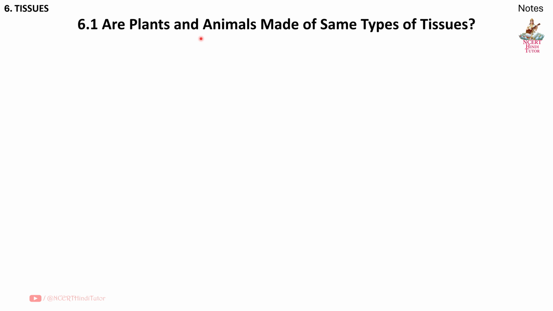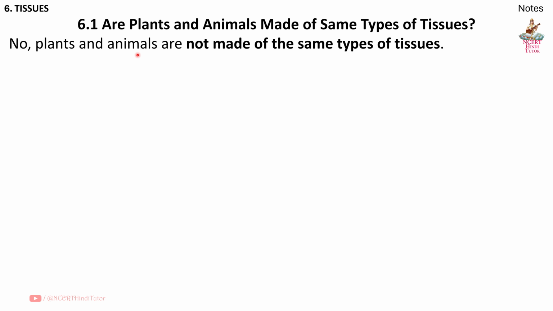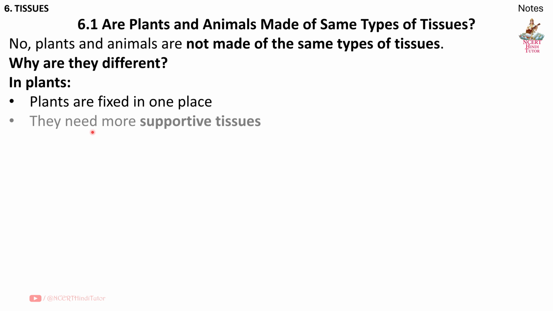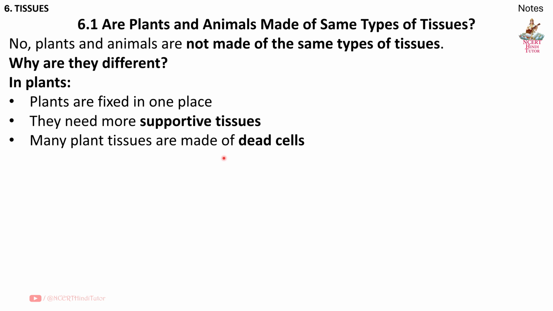6.1 Are plants and animals made of the same type of tissues? No, plants and animals are not made of the same type of tissues. Why are they different? Plants are fixed in one place. They need more supportive tissues. Many plant tissues are made of dead cells. Growth happens only in certain regions.